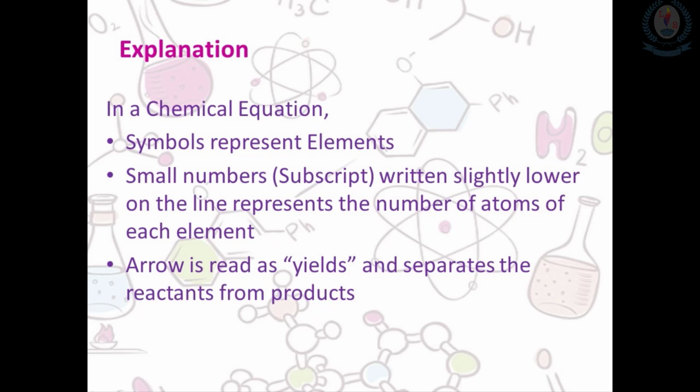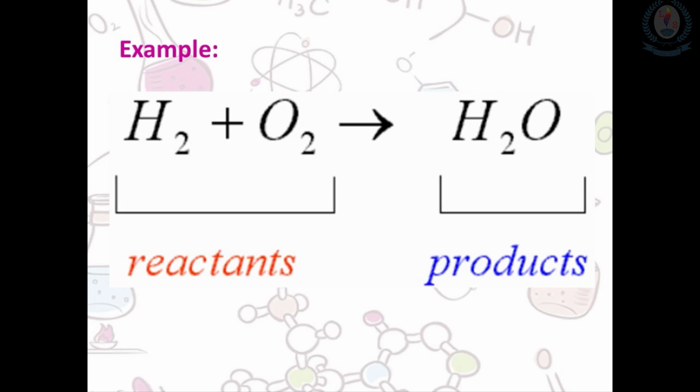Then let's understand the chemical equation in detail. The symbols in a chemical reaction represent the element in each compound, and the small numbers, or the subscripts, that are written slightly lower on the line represent the number of atoms of each element. Lastly, the arrow which separates the reactants from products is read as yields. Now in this example, we can see the chemical equation for the reaction between hydrogen and oxygen to produce water. Here the symbols represent the elements and the subscripts represent the number of atoms of each element. Further, the reactants and the products are separated by the arrow.